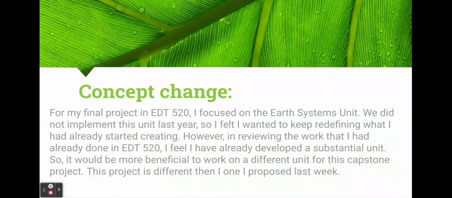The first thing I wanted to point out is that I changed the concept. In my final project of EDT 520, I focused on the Earth Systems unit. We did not implement that unit this year, so I felt I wanted to keep redefining what I had already started creating. However, in reviewing the work that I had done in EDT 520, I really feel that I already developed a substantial unit. So it would be more beneficial for me to work on a different unit for this capstone project. So this will be a different project than I proposed last week.